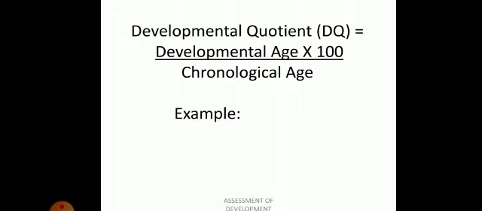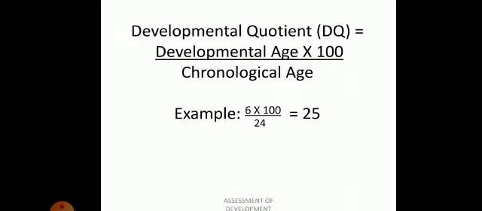We will consider the same example. We took the child's developmental age of 6 months multiplied by 100, and chronological age means the child's second birthday has gone, so it is 24 months. The child has completed 24 months, but the development completed is only up to 6 months. So what will be the answer? It is 25. So we can say that there is only 25% development of that child.